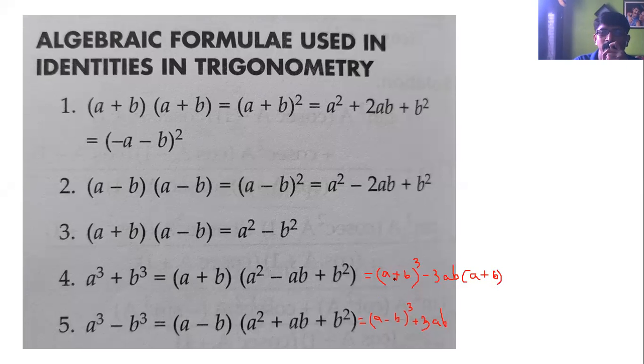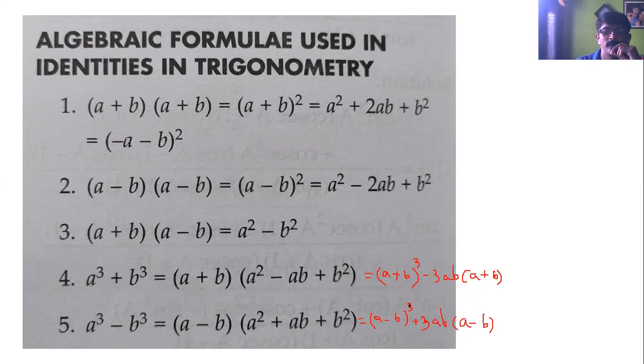See, guys, understand: a plus b the whole cube minus 3ab into the bracket a plus b, and a minus b the whole cube plus 3ab into the bracket a minus b. So one has to remember like this. What is a plus b the whole cube? Simple, a cube plus b cube plus 3ab into the bracket a plus b. So when it shifts to the other side of the equation, it becomes a cube plus b cube equals a plus b the whole cube minus 3ab into the bracket a plus b.